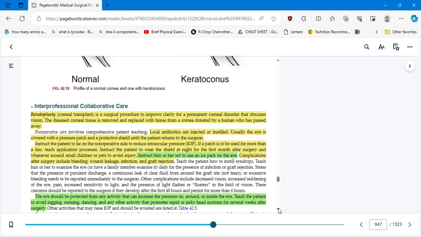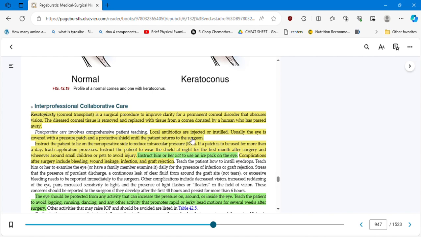So keratoplasty is the corneal transplant. It's a surgical procedure to improve clarity for a permanent corneal disorder that obscures the vision. The diseased corneal tissue is removed. This is a very serious intervention, and it is replaced with tissue from a cornea donated by a human who has passed away. This is a serious condition.